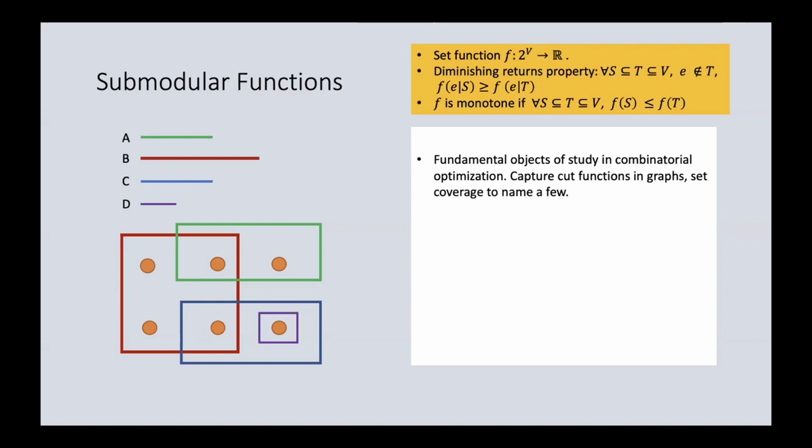F is defined to be monotone if for two sets S and T that are subsets of V, with S a subset of T, the value of the larger set is more.